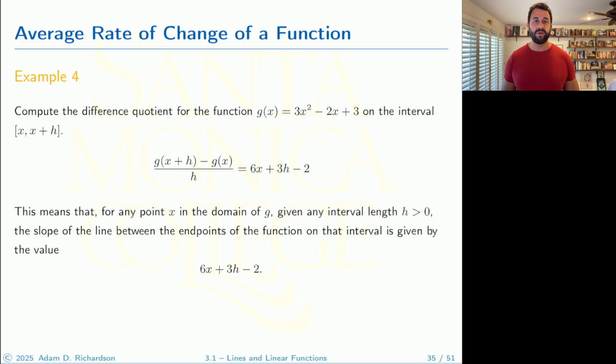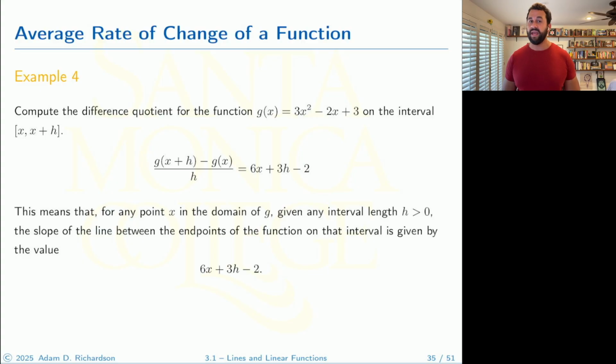So what this is doing, this is kind of handy. This is like a formula that we can use. This means that for any point x in the domain of g, given any interval of length positive h, we can find the slope of the line between the endpoints of the function on that interval, which is pretty cool.